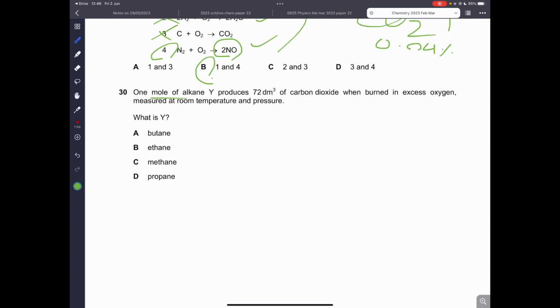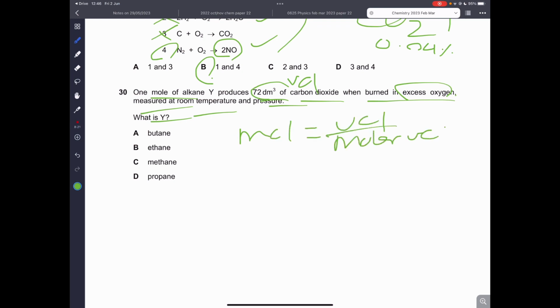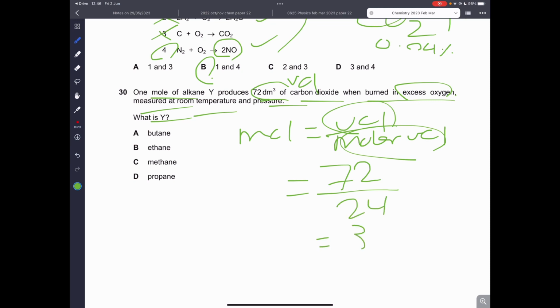Question 30. 1 mole of alkane Y produces 72 dm³ of carbon dioxide when burned in excess oxygen, measured at room temperature and pressure. What is Y? Well, this is very easy. Remember that it has given us the volume, and moles equals volume over molar volume. The volume given is 72 dm³, and the molar volume at room temperature is always 24, and therefore we have 3 moles of CO2.